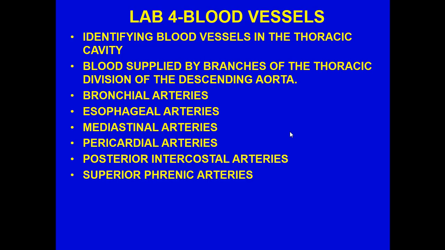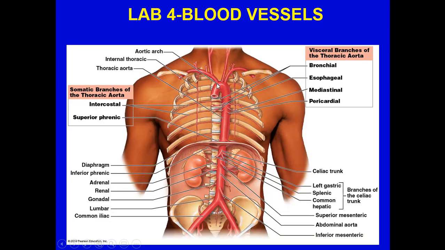So these will include the bronchial arteries, esophageal arteries, mediastinal arteries, the pericardial arteries, posterior intercostal arteries, superior phrenic arteries. As you can see from here, we start having the descending part of the aorta, and you will have the bronchial, esophageal, mediastinal, and pericardial. These will be branches off of this major artery here. You also have the intercostals. Notice that they're right next to the ribs, and you have the superior phrenic, which supplies blood for the diaphragm.